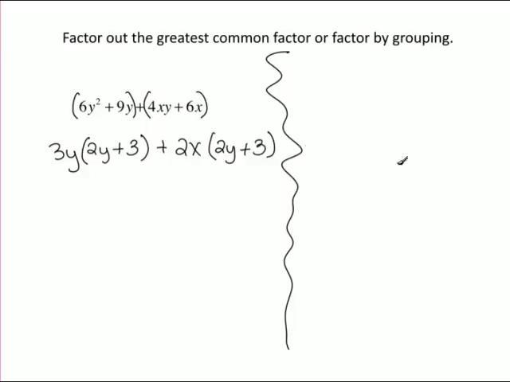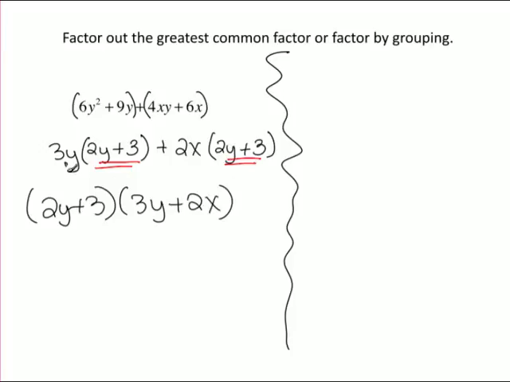Now notice with this new problem, we have two terms, and the two terms have a 2y plus 3 in common. So what we can do now is factor out that 2y plus 3. If we factor out the 2y plus 3 from that term, we're left with 3y plus 2x. Here's the 3y, and this is the 2x there. So the answer for this problem would be 2y plus 3 times 3y plus 2x.